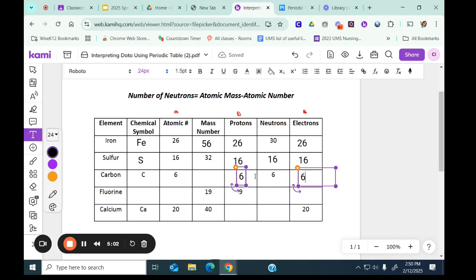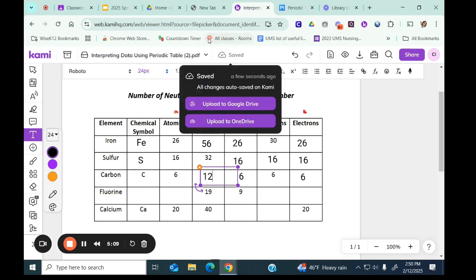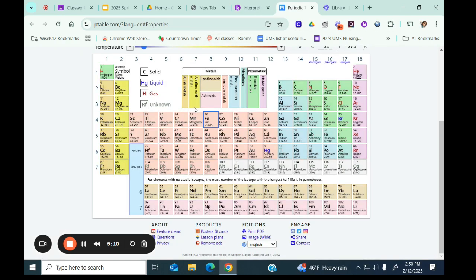The mass number, again, is going to be your protons plus your neutrons, so 6 plus 6, which gives us 12. If you want to check that, you go over to your periodic table, find carbon. Your average atomic mass is 12.011, so if we were to round that, it would go to 12.